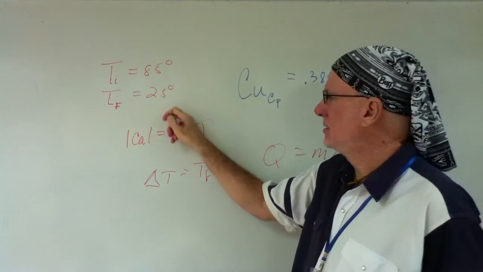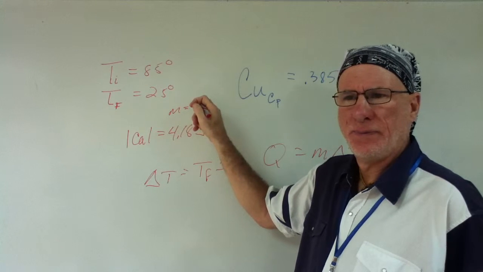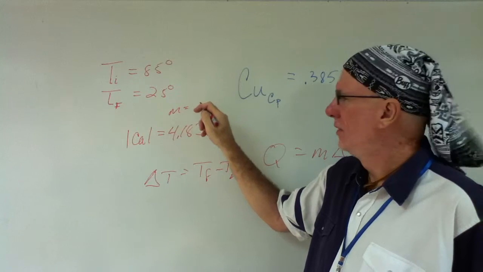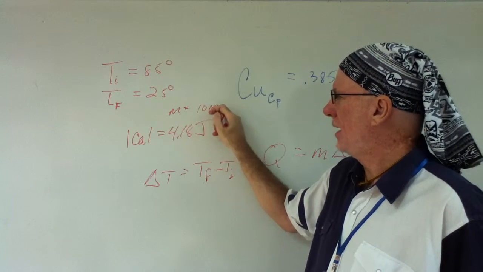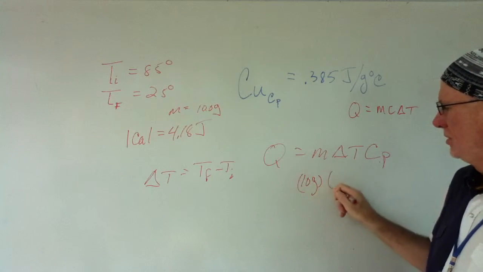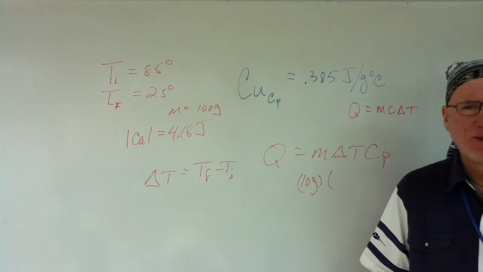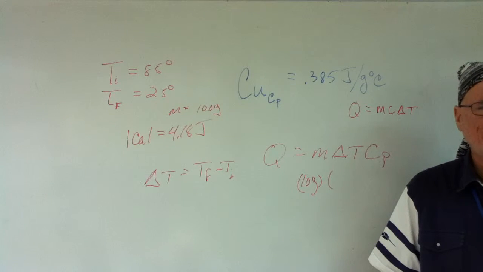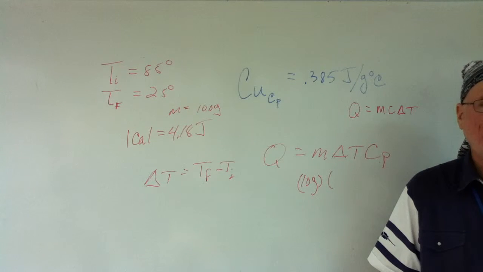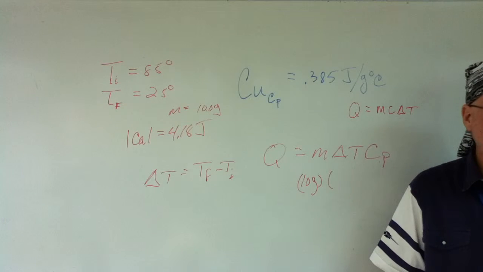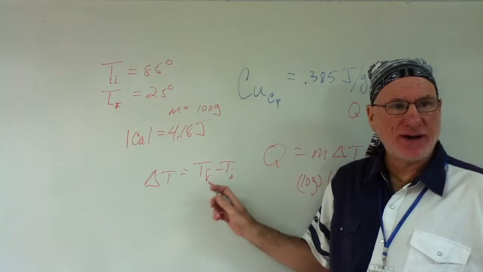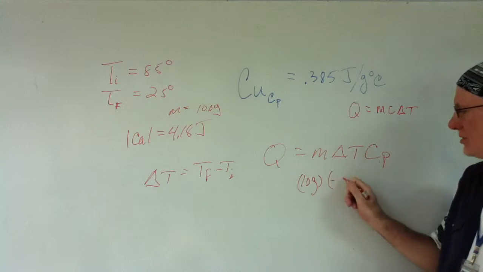what mass? What's the mass? 10.0 grams. Okay, so it's going to be 10 grams. What's the change in temperature? You can do this. 60. Negative 60. Right? Because it's going to be final minus initial, right? 25 minus 85 is negative. Okay, so negative 60.